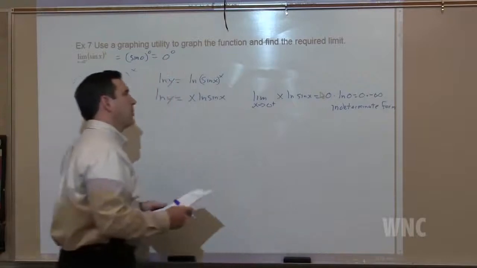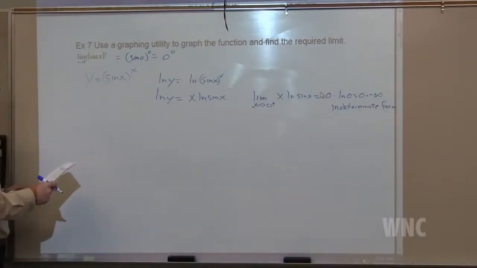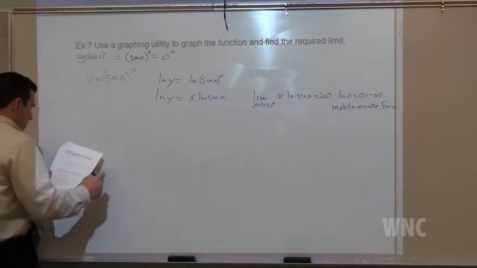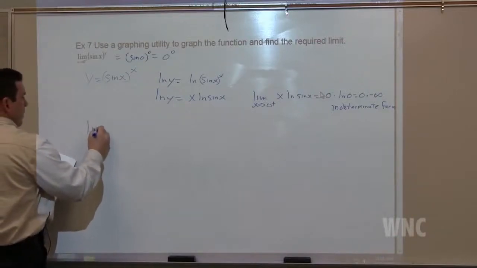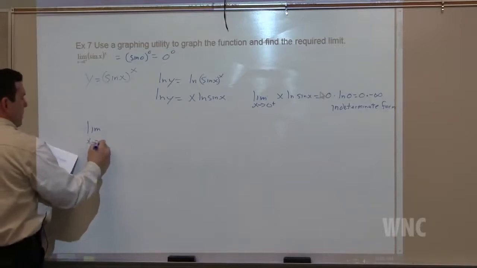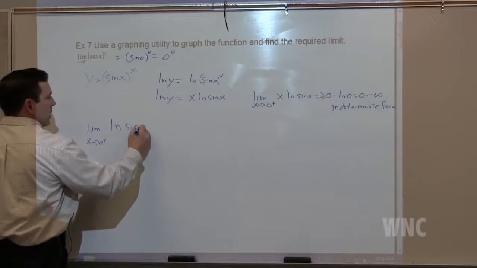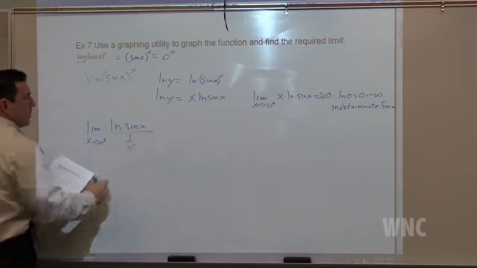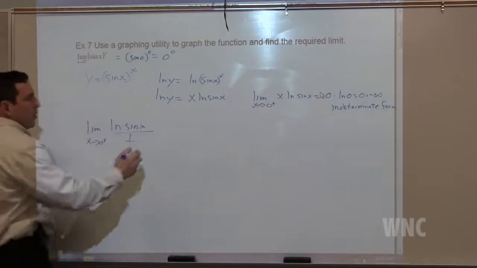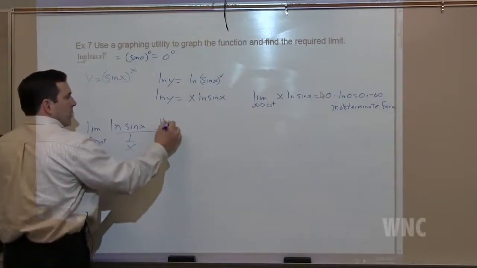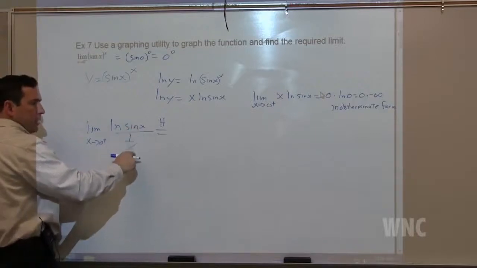Okay, we have an indeterminate form. So, applying L'Hopital's rule, treat this as the limit as x goes to 0 from the right side of the natural log of sine x over 1 over x. So this would end up flipping up and become a coefficient. So now we can apply L'Hopital's rule because natural log of sine x is negative infinity, 1 over 0 is infinity.